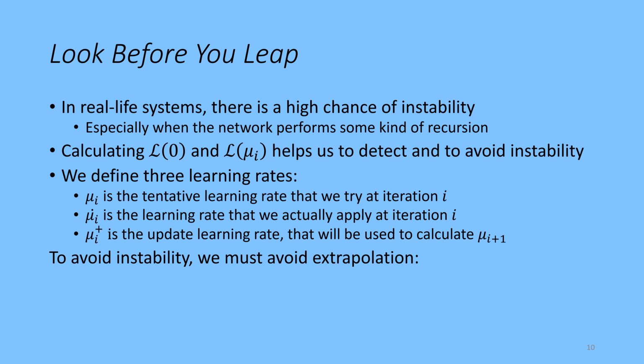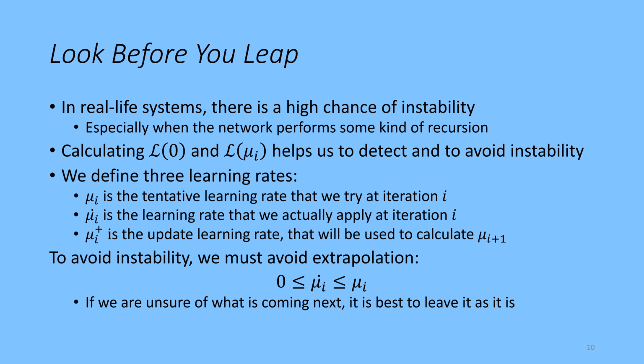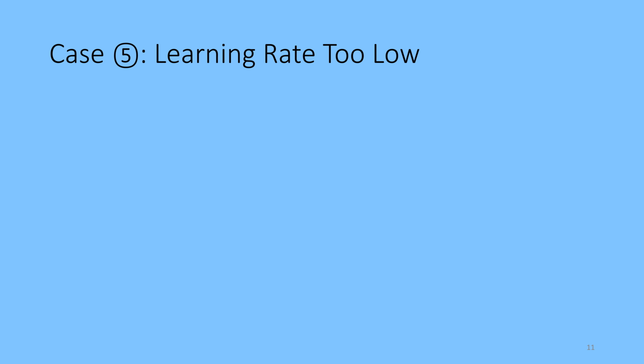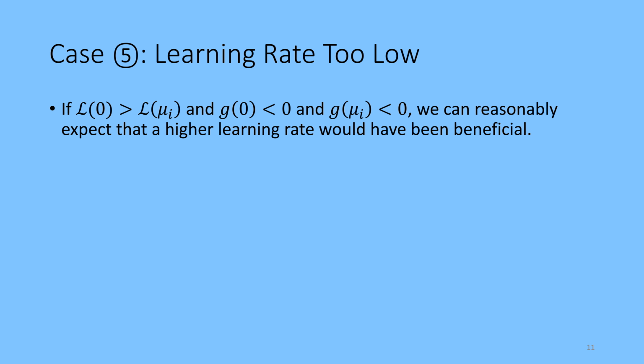To avoid instability, we must avoid extrapolation. If we are unsure of what is coming next, it is best to leave it as it is. The first case that requires special treatment is number 5, which occurs when we find that the learning rate is too low. This is the case when the loss function improves and the slope is negative at both points. We can therefore reasonably expect that a higher learning rate would have been beneficial.